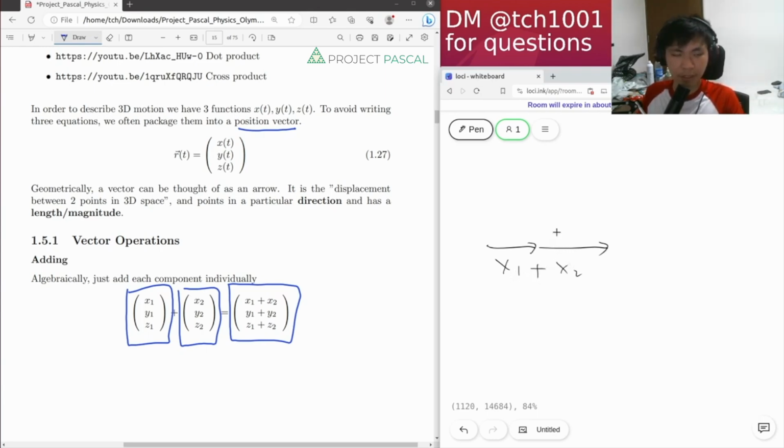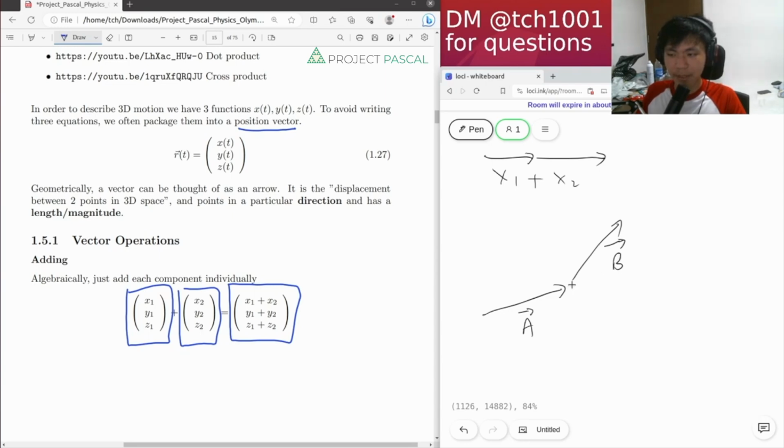But what is the geometrical interpretation of adding vectors? The geometrical interpretation is if you add two vectors a and b, you're lining up the tail of the b vector to the head of the a vector.